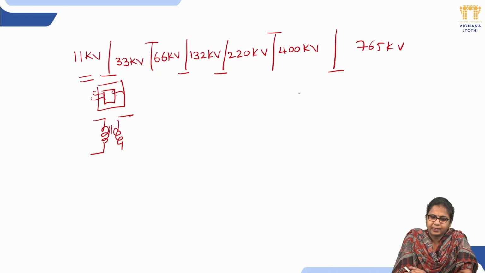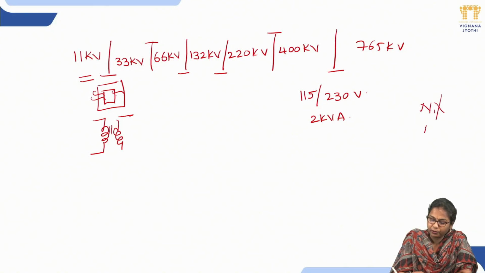So here, let us consider how to calculate the full load primary current and full load secondary current. Let us consider my transformer is of 115 by 230 volts, and its rating is 2 kVA. Even if I don't have the values of the number of turns, N1 and N2, I only have my primary voltage and secondary voltage.